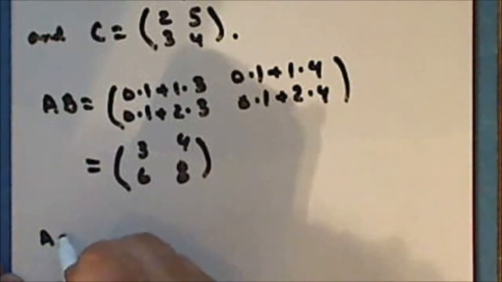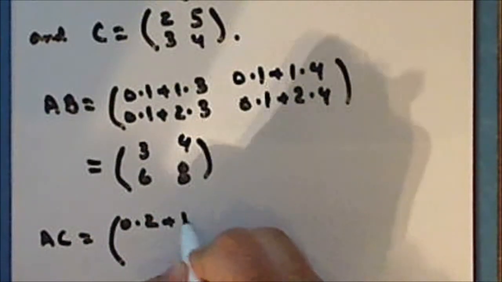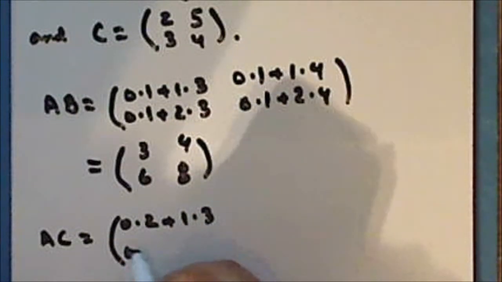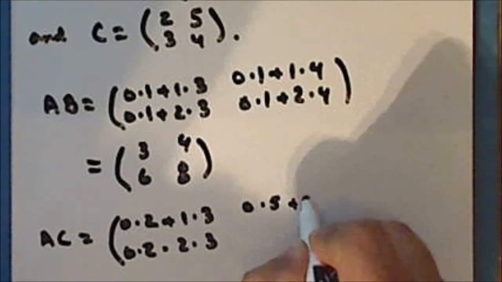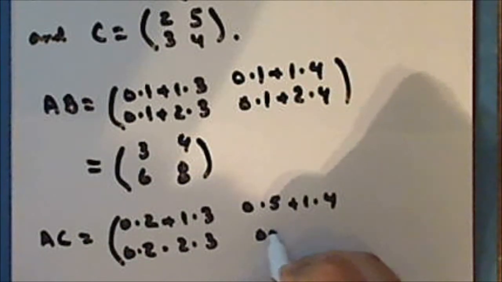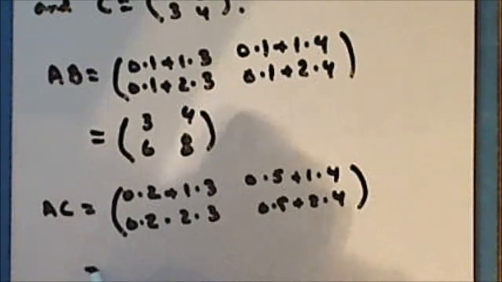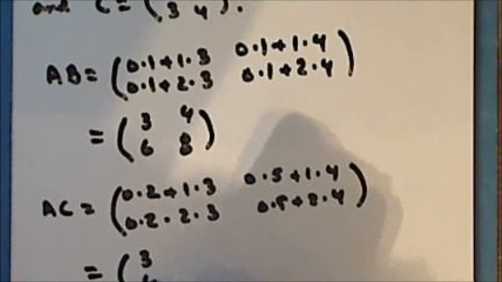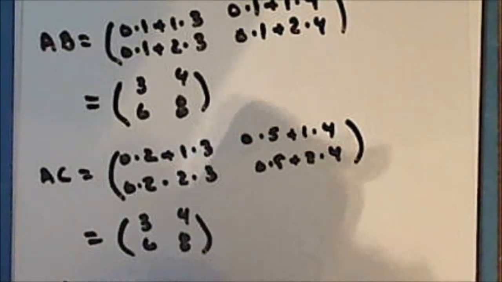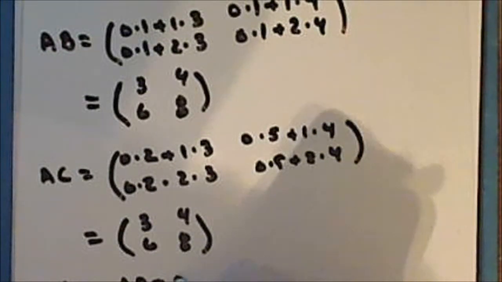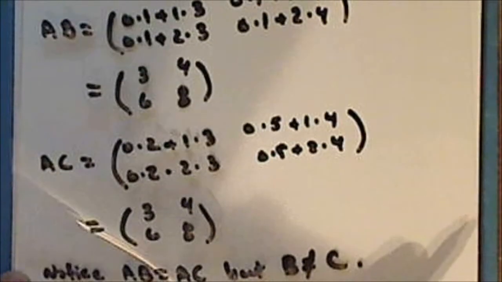And the product A times C is the 2 by 2 matrix with entries 0 times 2 plus 1 times 3, and 0 times 2 plus 2 times 3 in the first column, 0 times 5 plus 1 times 4, and 0 times 5 plus 2 times 4 in the second column. Once again, this is the 2 by 2 matrix with columns 3, 6, 4, 8. So notice that the product A times B is equal to the product A times C, but the matrix B is not equal to the matrix C.